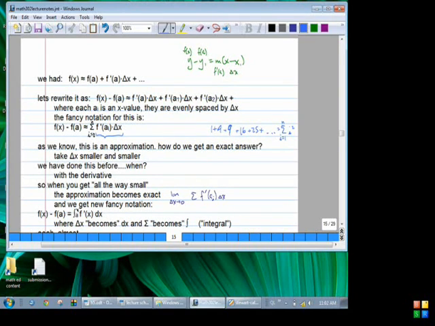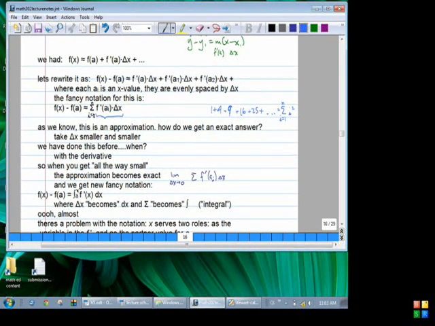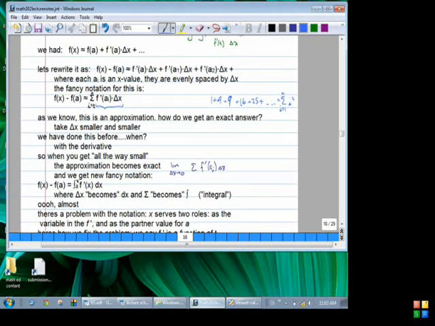Now, as much as I hate to do it, I have to add in one technical detail here. Writing it this way, there's a problem with the letter x. We're using x in two different ways, which we really shouldn't be doing. On one hand, in f of x, x is like the final point where I'm going to as I approximate my function values. But then we're also saying x is the variable of some function called f prime. So they're two different things, and we can't really do that.